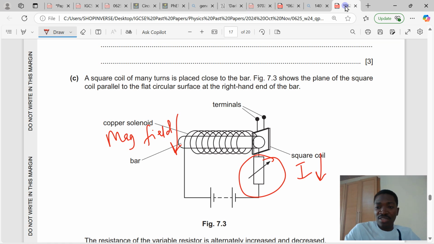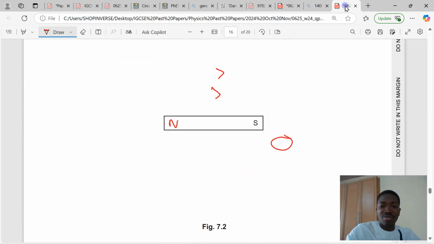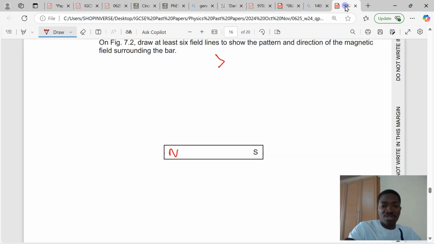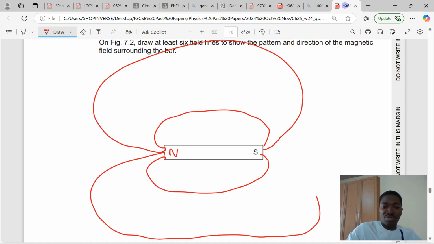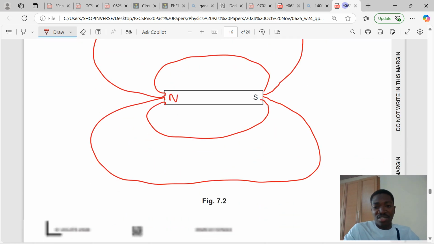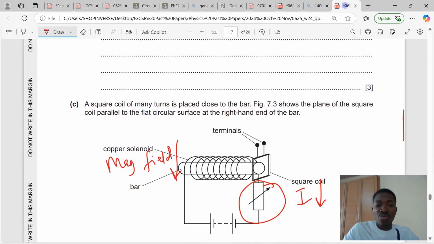Distance between the lines increases. What do I mean by that? That simply means that if you were to draw the lines of force in that situation now, your line of force now looks like this. The next line of force can look like this. So the distance between the lines increases. Why? Because the magnetic field has become weaker.